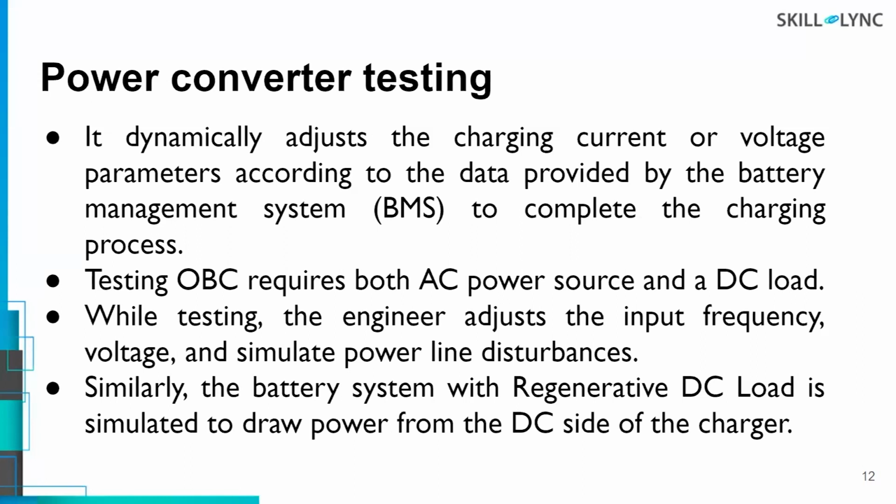So for the EV battery system there will be a C rate, right? C rate means current rate, so the current rate has to be ensured. Those kinds of things are tested over here. When you're testing this kind of onboard charger, your input side will be an AC power source, as I already told you. The output side of your onboard charger is a DC load, so the battery is considered a DC load to the onboard charger.